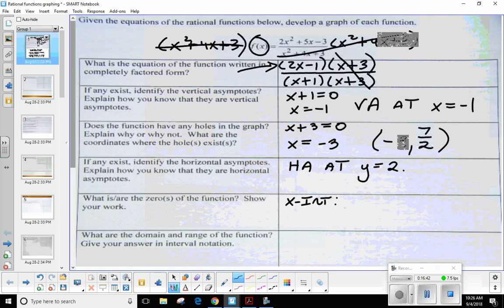Again, go to your factored version. We already took care of the x plus 3. We know that's the hole. So I'm going to take 2x minus 1. Set it equal to 0. So x equals what? 1/2. But again, just like the hole, actually give me the location. Write out the coordinate. Connor, you okay? All right. So there is an x-intercept at (1/2, 0).